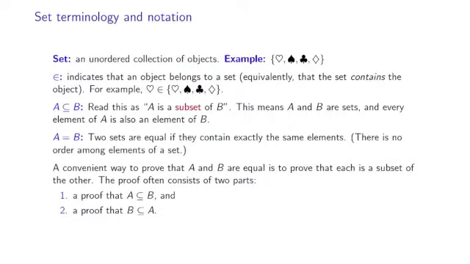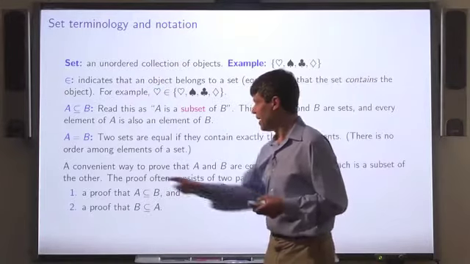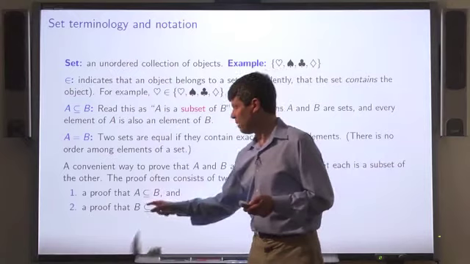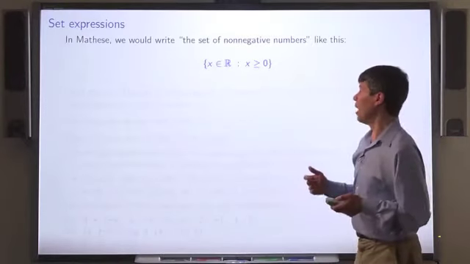And a convenient way to prove that two sets are equal is to prove that each is a subset of the other. And the proof usually has that form. First, you'd prove that A is a subset of B, and then you'd prove that B is a subset of A. Here's a notation that we're going to use a lot.